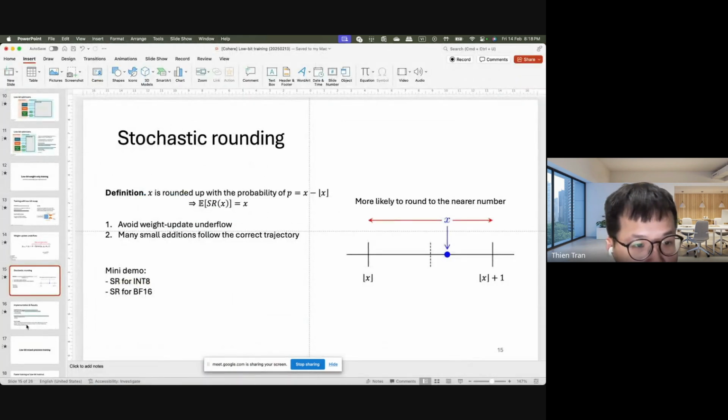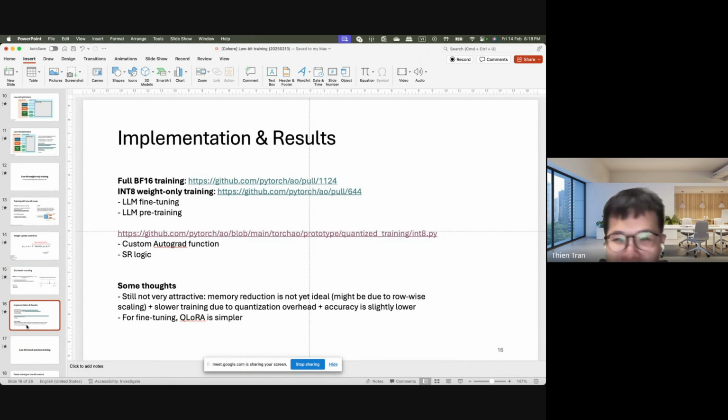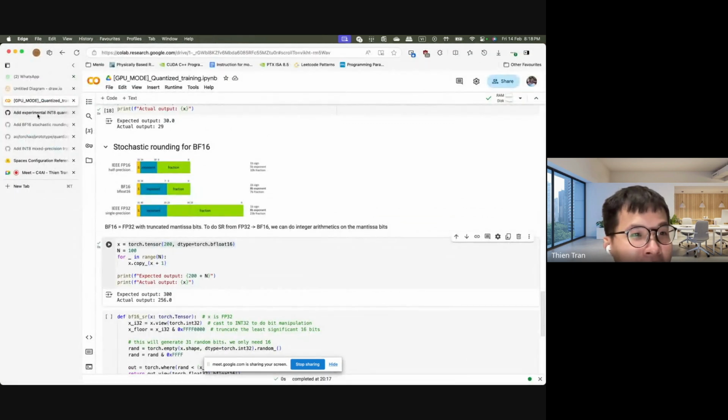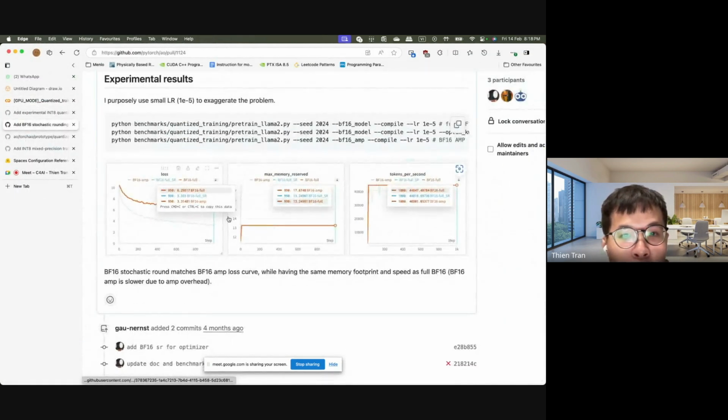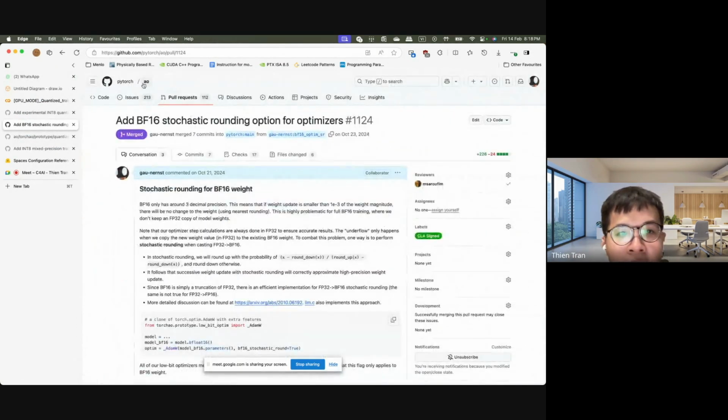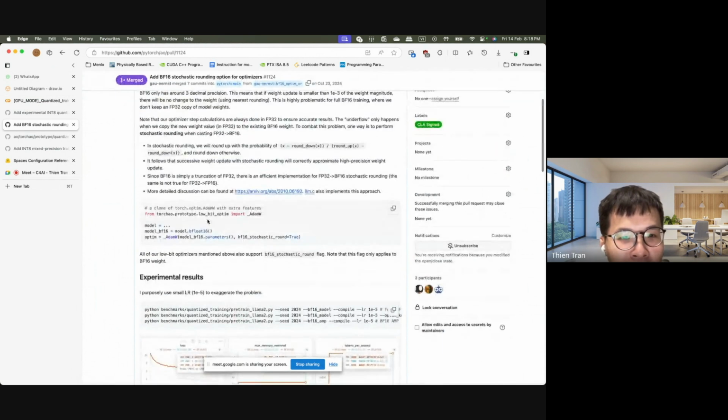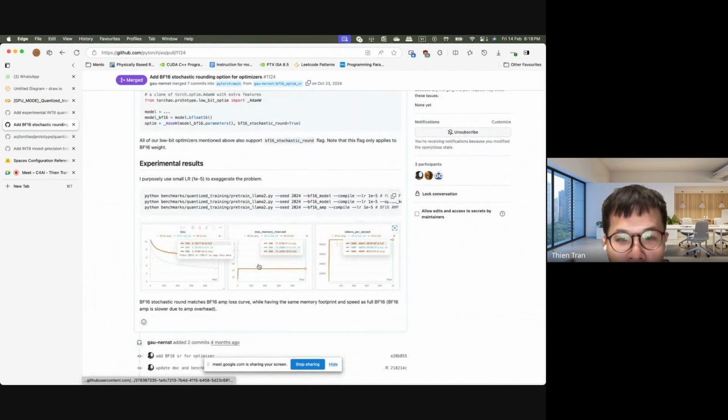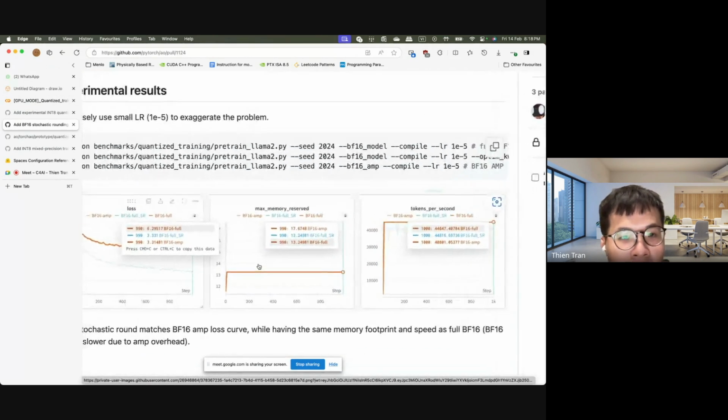I have some results here, so maybe I can show you all. This one is already merged into torchao, so right now you can already use what I call Adam BF16 with stochastic rounding. This is how you can use it if you want. You can just add this flag and it will work. I'm just going to show you the result, I think that's more exciting.